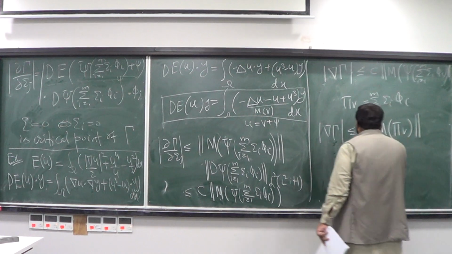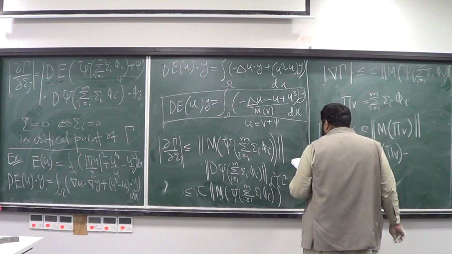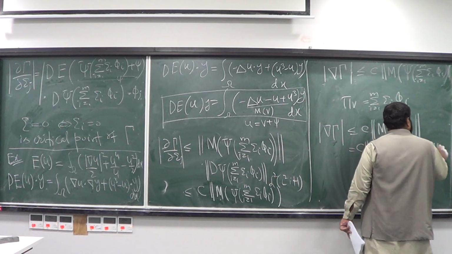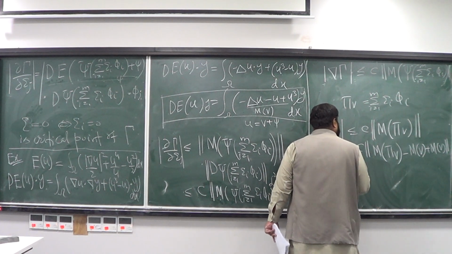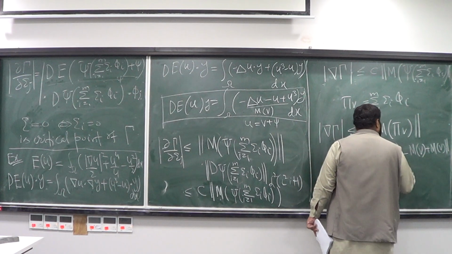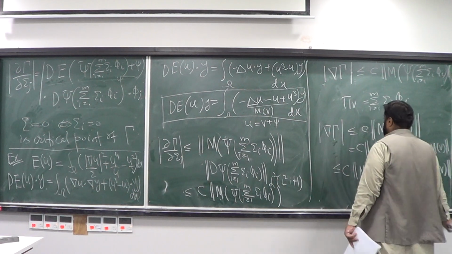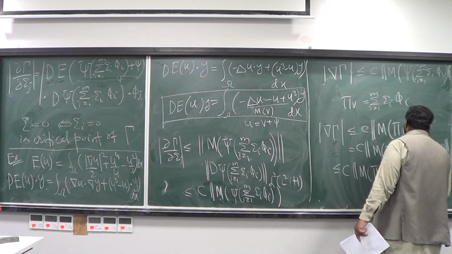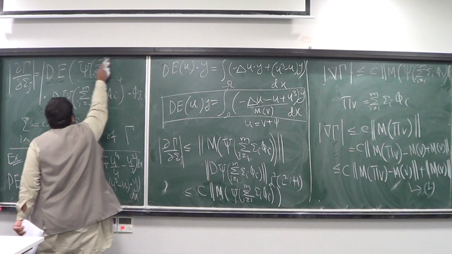So I can do what? Take M of pi v, and add and subtract M of v into this expression, M of v plus M of v. By the triangle inequality, I can say that this will become the norm of M of pi v minus M of v, plus the norm of M of v. So this is the inequality that we have. Let's call it inequality B. There are some inequalities that we have to keep in our head.